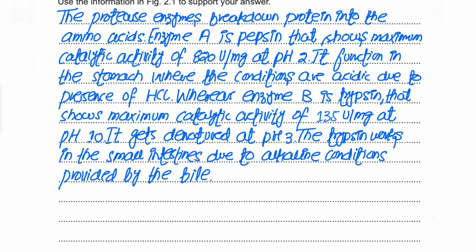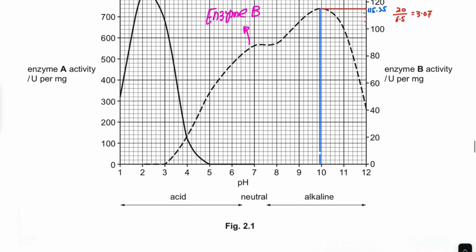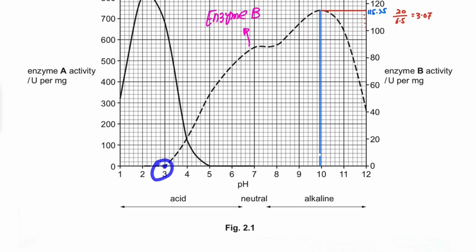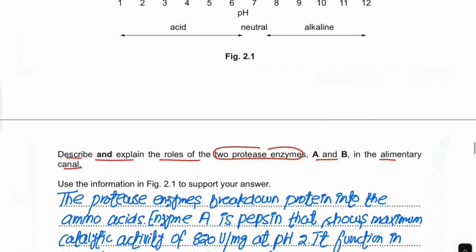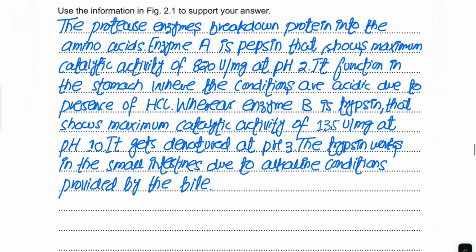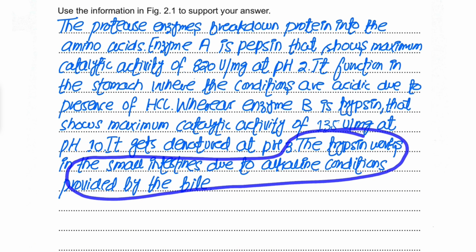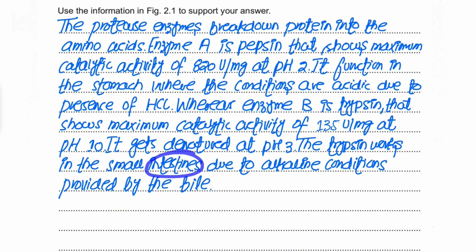And if we have to write an explanation for this, one explanation is that this is getting denatured at 3. Why? Because this prefers the alkaline condition, but 3 is acidic, so it would denature the enzyme and it would no longer bind with the protein molecule. And the other explanation would be that the trypsin works in the small intestine. The reason is that over there the conditions are alkaline.